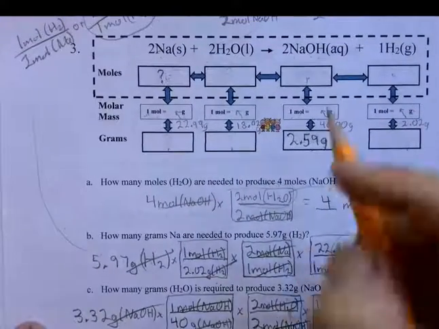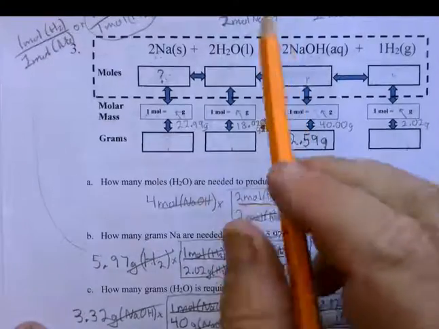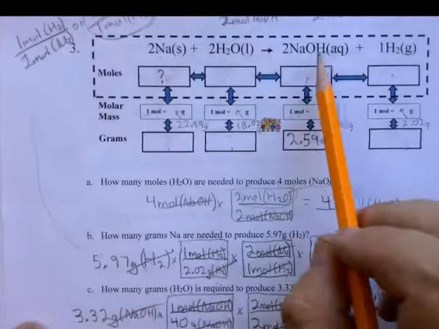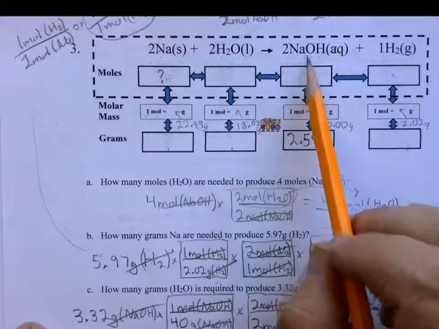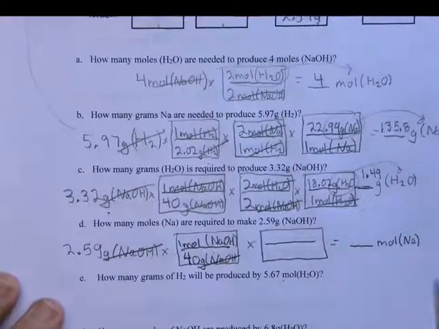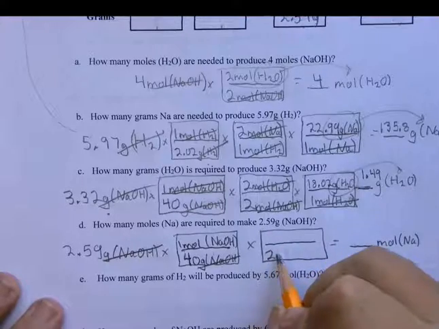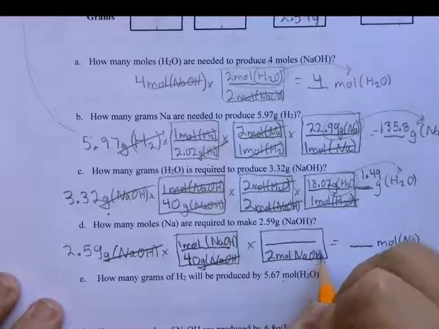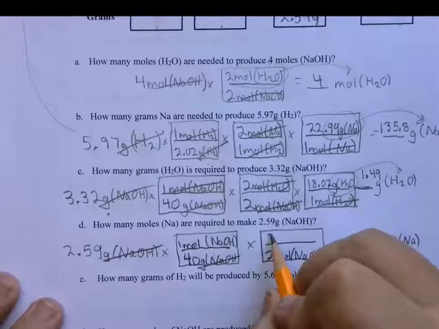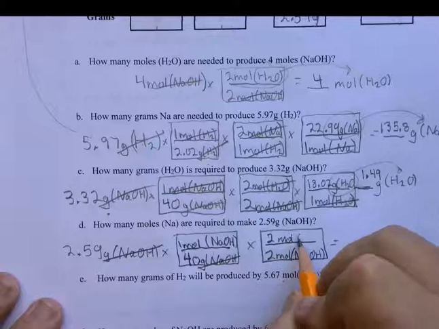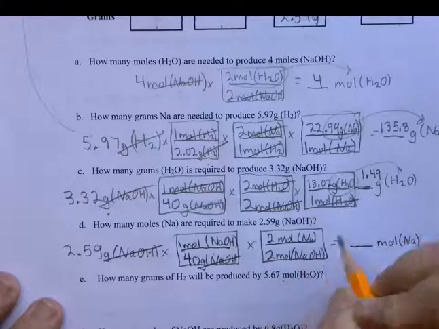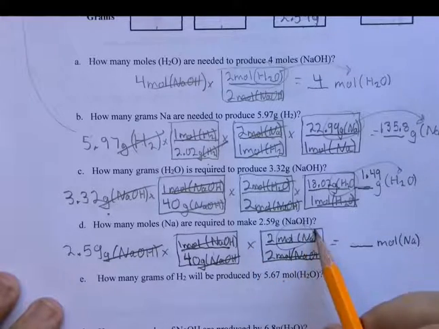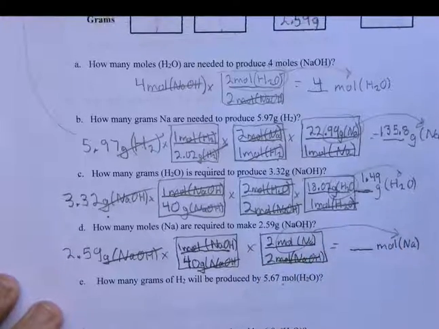And we're simply going moles to moles, 2 moles of sodium hydroxide over 2 moles of sodium, or 2 moles of sodium over 2 moles of sodium hydroxide. We need moles of sodium hydroxide to cancel, so we're going to do the 2 moles of sodium hydroxide on the bottom and the 2 moles of sodium on the top. Cancel moles of sodium hydroxide. Moles of sodium is the last man standing. That's the unit of measure at the end.